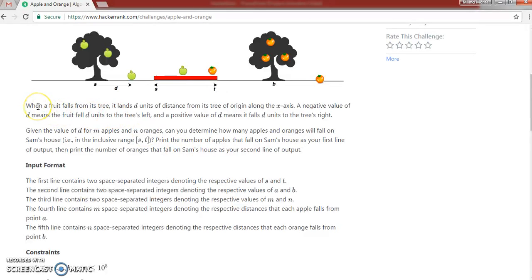So, let's read it. When a fruit falls from its tree, it lands D units from its tree, its origin on the x-axis. A negative value of D means the fruit falls D units to the left of the tree, and a positive D means it falls to the right of the tree.